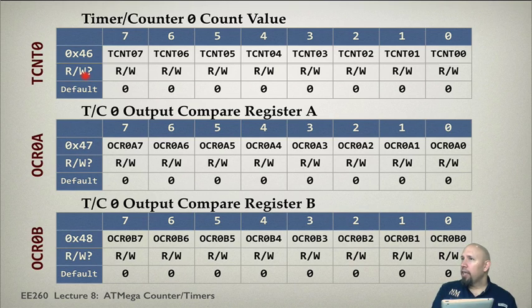Okay, all right, timer counter. So here are the registers that we're concerned about. Timer counter register 0, here are the output compare registers, and here are all those bits and their defaults and all that kind of stuff. So those are the timer counter count values, output compare register A, output compare register B.